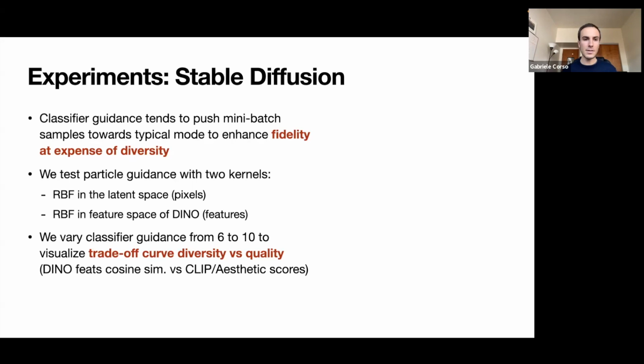And so in particular, we test particle guidance with 2 different kernels: basically an RBF kernel in latent space. You can sort of see this as pixel space, not really the pixel space, because latent diffusion operates on a somewhat lower dimensional latent space. Or we also apply this in feature space using the Dino featurization. And then we vary the classifier guidance weights to visualize the trade-off between diversity and quality.